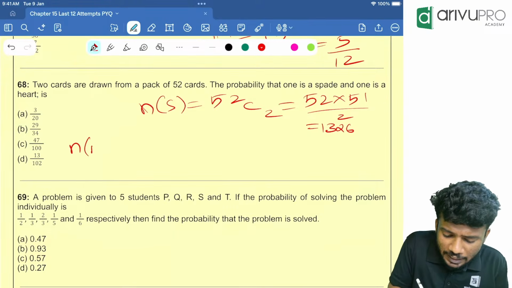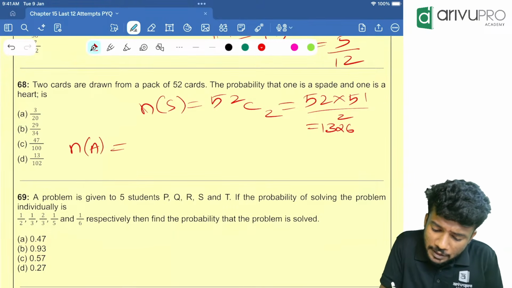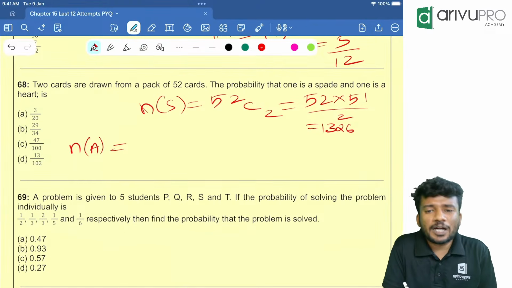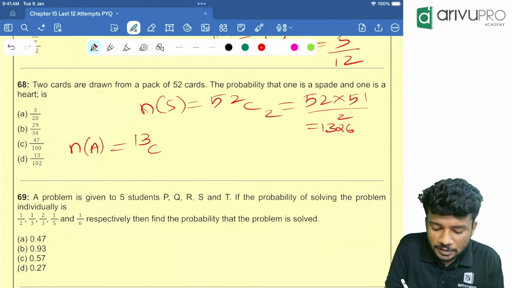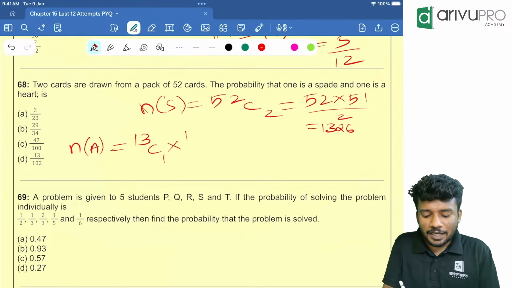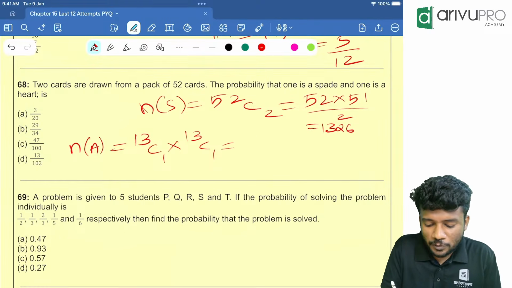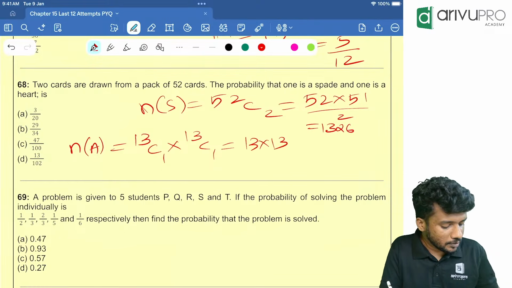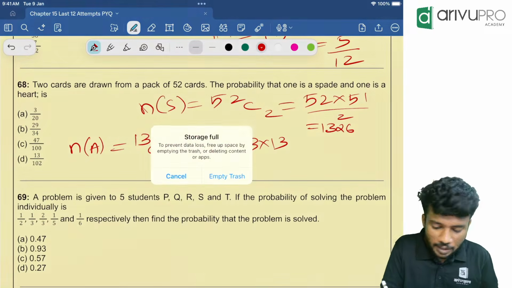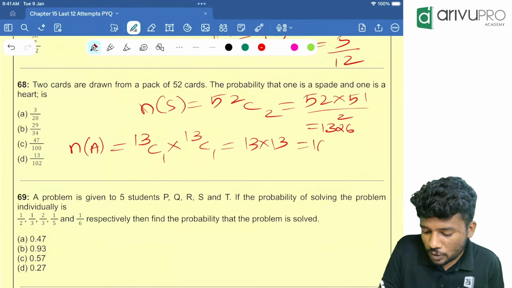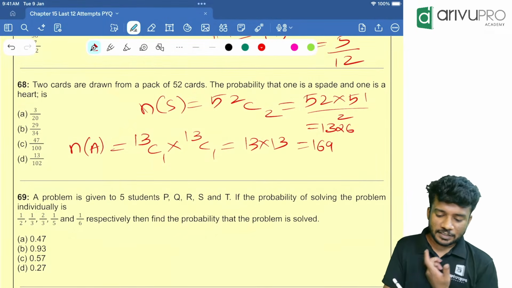Then n of A. That means probability that one is spade and one is heart. How many spades are there? 13 spades are there. So 13C1. And one is heart. How many hearts are there? 13 hearts are there. 13C1. So which is equal to 13 into 13. Kitna hai? 169. So n of A is there, n of S is there.